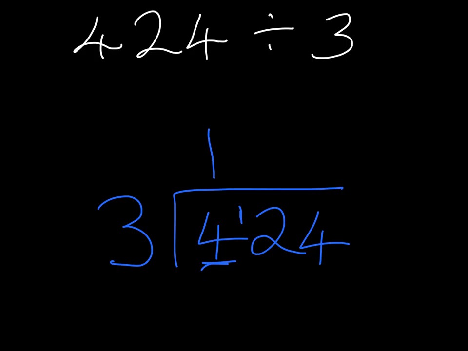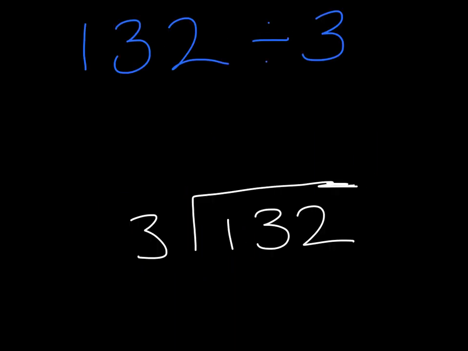So this isn't 2 anymore, this is 12. How many 3's are in 12? Well, I know that 4 times 3 is 12. How many groups of 3 are in 4? That would be 1. 1 times 3 is 3, and that would leave me with remainder 1. It's really, really important that you write your remainders nice and clearly so you can keep track of what you're doing each time.